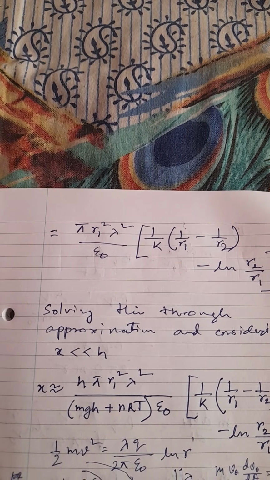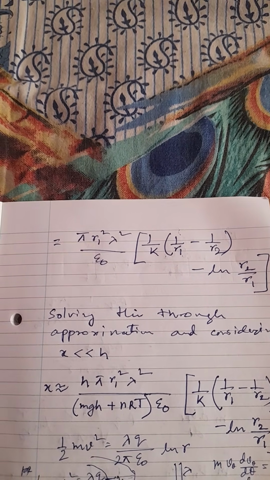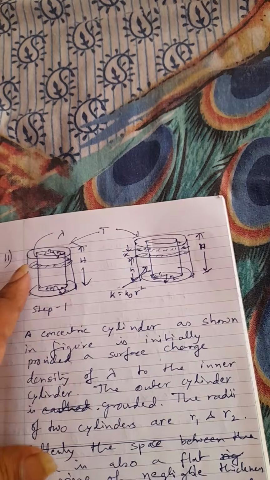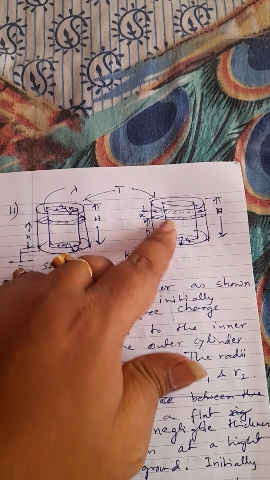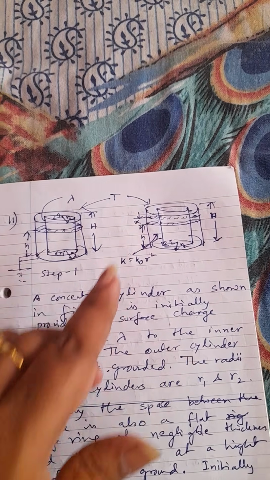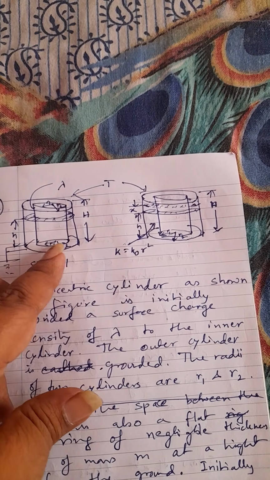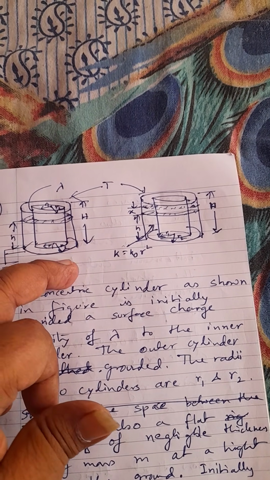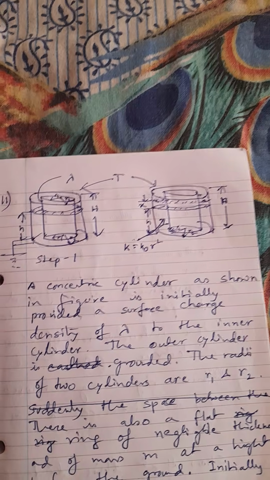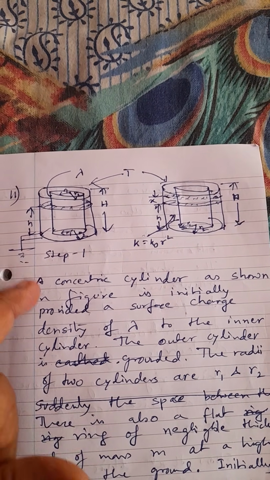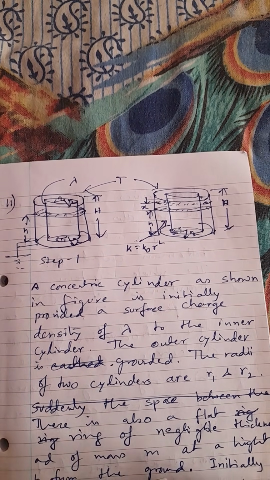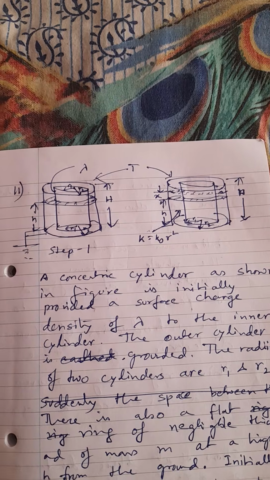Now, just to provide the variables that you can see here: h is the distance, as you can see, the initial position where this disk is. This is moved by a distance x. The inner radius is r1, the outer radius is r2. The inner cylinder is charged with lambda, whereas the outer cylinder is earthed, grounded. And the whole height of the cylinder is h.